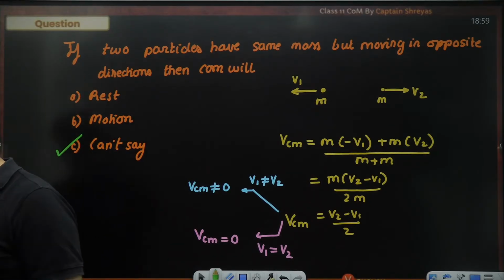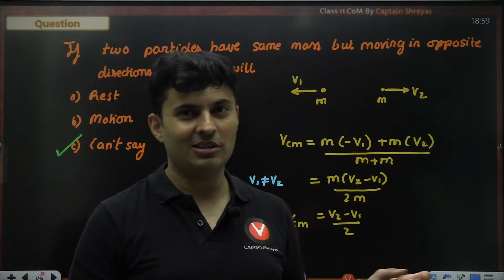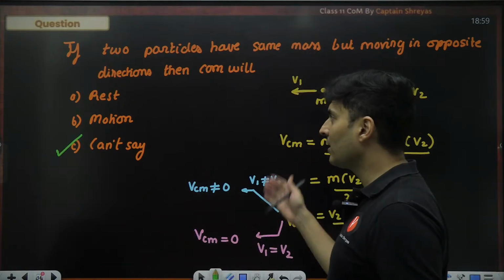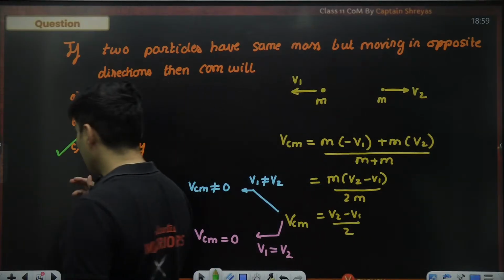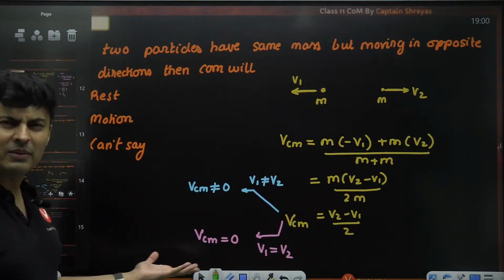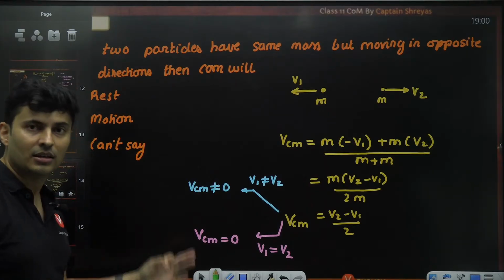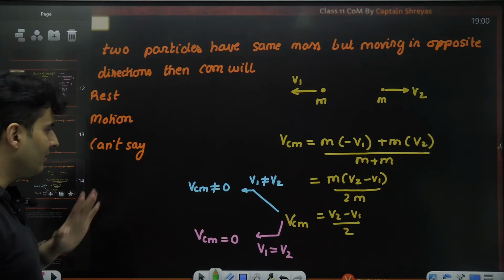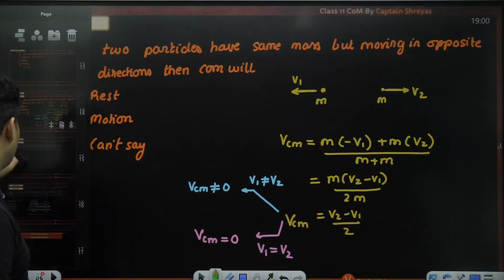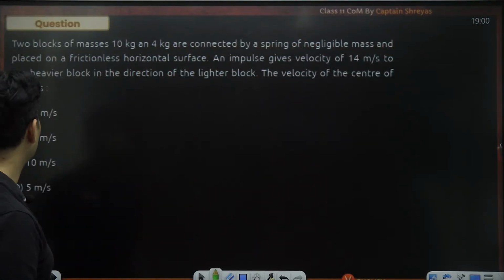It depends on their individual motions. Either they are equal or not equal. That will decide what the answer should be. So it's a very tricky question. A simple one though. But again, if you are in a hurry, because of that haste, you will make a mistake. Otherwise, it is very straightforward. So you have to spend that time. Let's go to the next question on your screen.